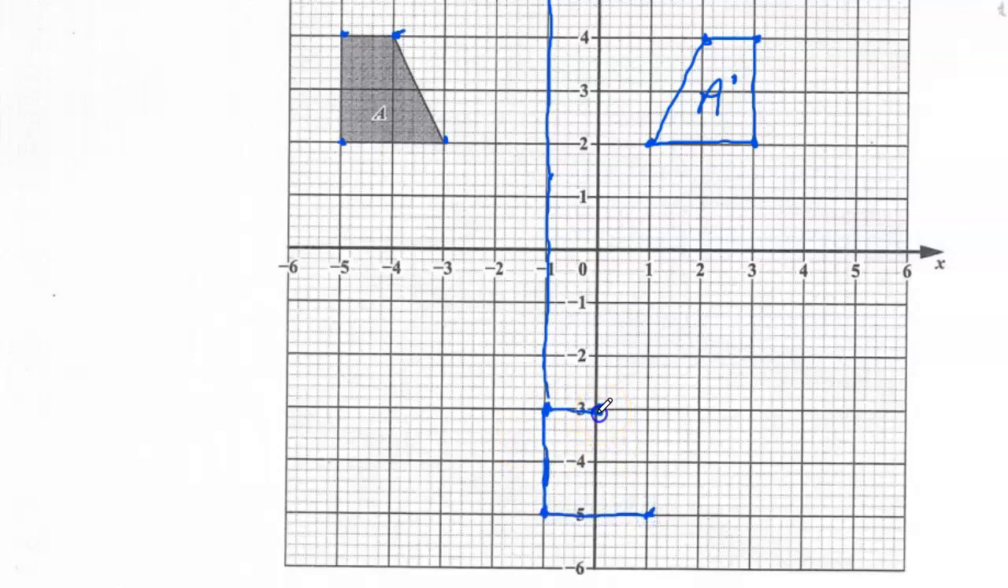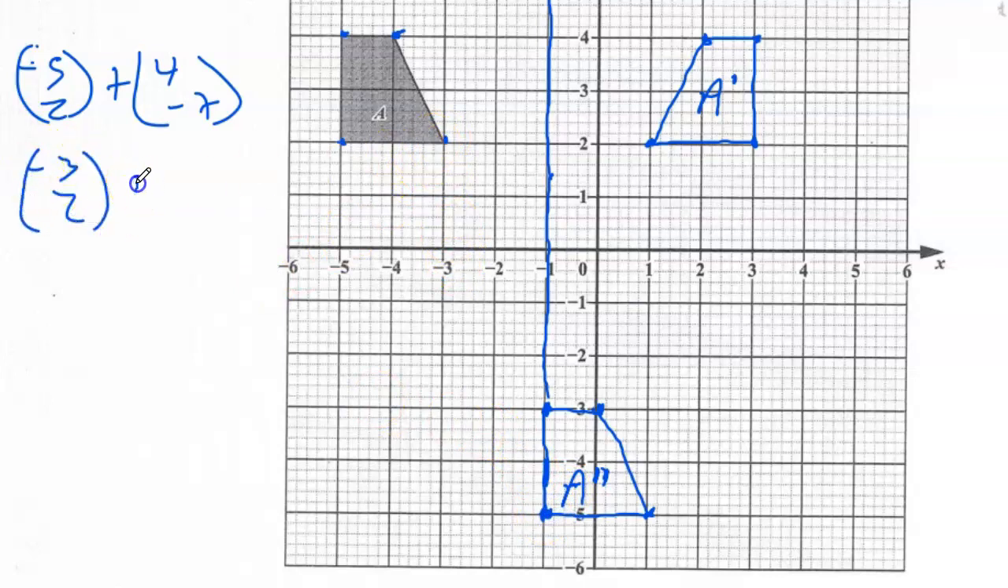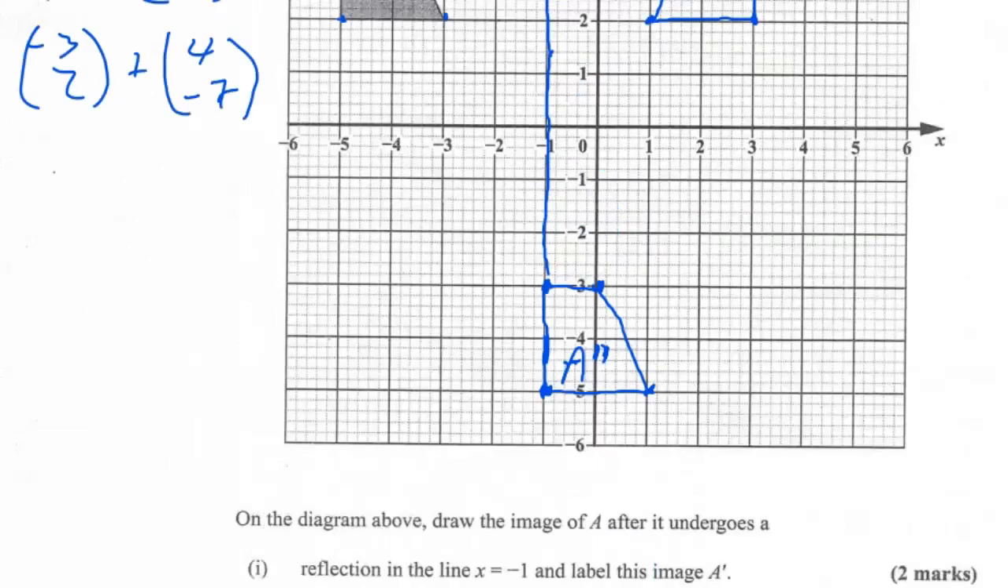So again, we translate vertex by vertex. Or another thing you could have done is write the coordinates of each vertex and add (4, negative 7) to each of them. Notice this vertex here was (negative 5, 2). You add (4, negative 7), and this would give you (negative 1, negative 5), which is here. Likewise this is (negative 3, 2). You add (4, negative 7), you end up with (1, negative 5), which is here. And so on. That's another way you could have done it. So that's part C.